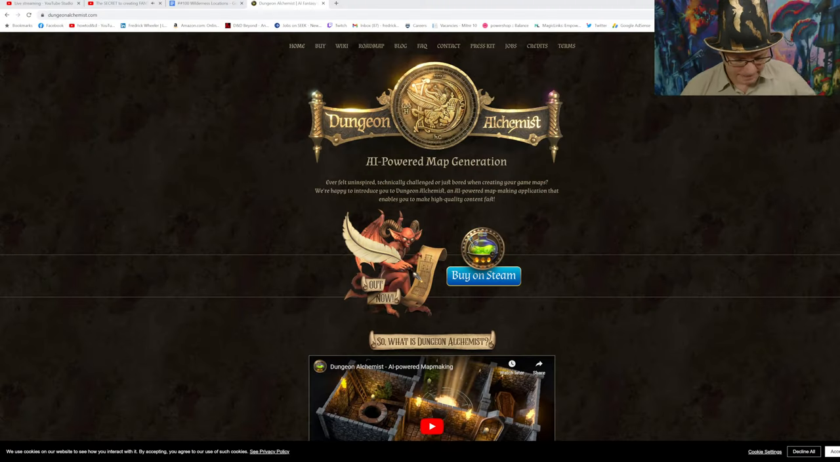So this is AI fantasy game map making software. Okay, so I found the website. Let's share my screen. Let's have a look at this thing very briefly and see what we've got here. But I've never used it, if you were wondering. I have no idea what it's like, but I'm happy to have a quick peek at it while we're here. So let's do that.